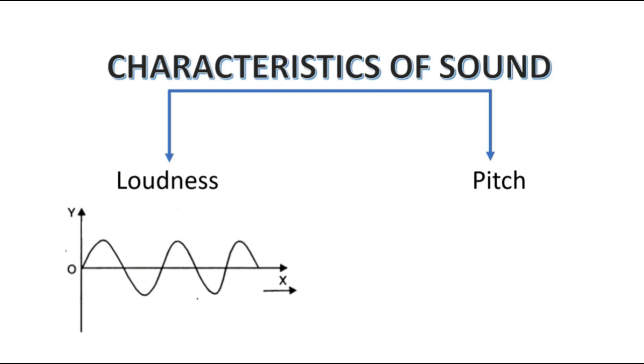The upper portion, the highest point of the wave, which is in the positive y-axis, is called the crest. So all those highest points are denoted as crests. And the lowest part of the wave is called the trough.